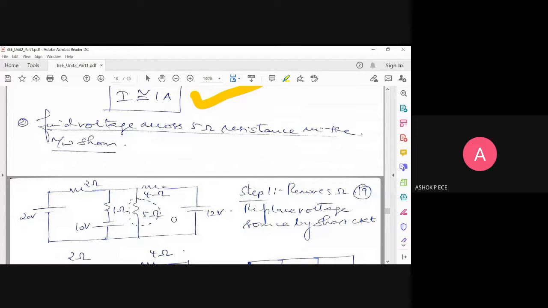So do the first step: remove the 5 ohm load and draw the equivalent circuit. Replace all the voltage sources by short circuits and draw the circuit.